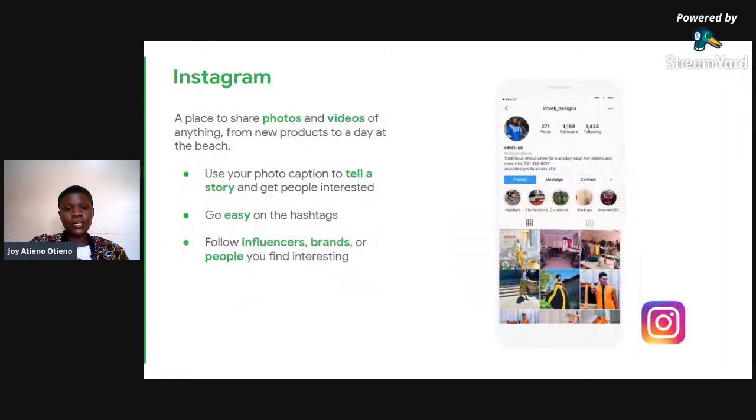Instagram is best when you want to increase brand awareness and even sell, because Instagram predominantly rides on photos and videos. That's the kind of content that people on Instagram would like to look at.